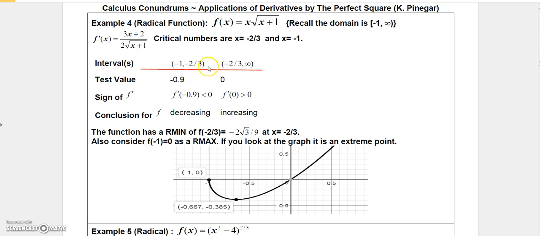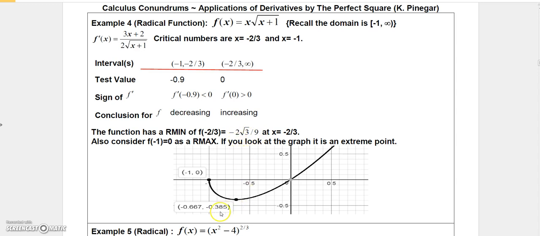So really, let's just look to the left of -2/3 and notice the derivative is negative, and let's look to the right of -2/3, and if you plug a number to the right of -2/3, you'll see that the derivative is positive. So since the derivative is negative to the left and positive to the right, we get a relative minimum of f of -2/3, and I went ahead and calculated this as -2 square root of 3 over 9. So that's our value.